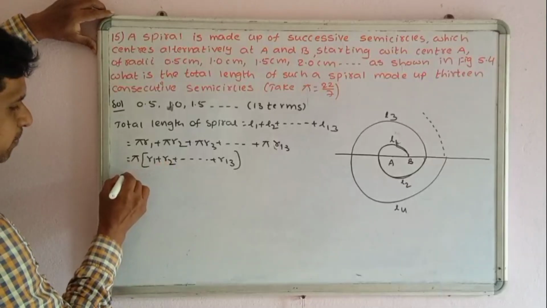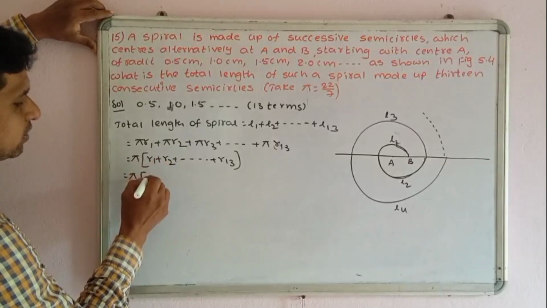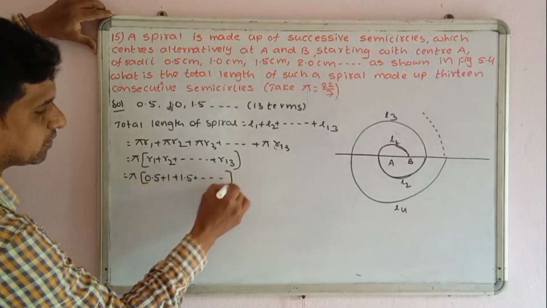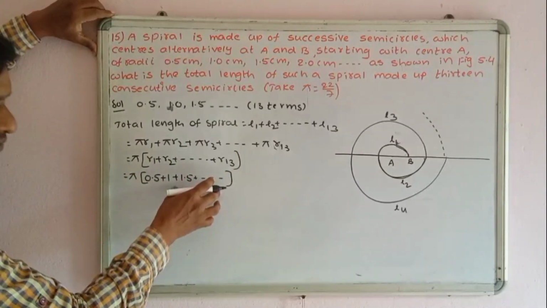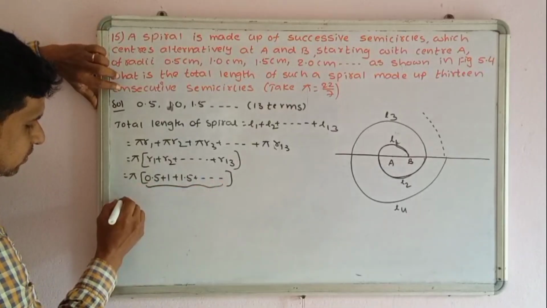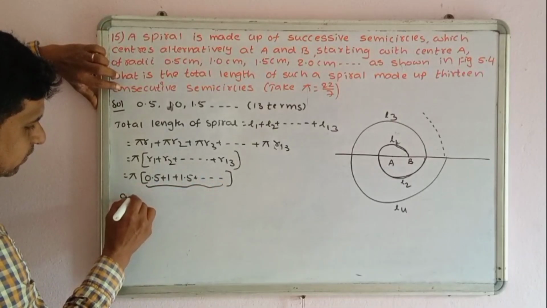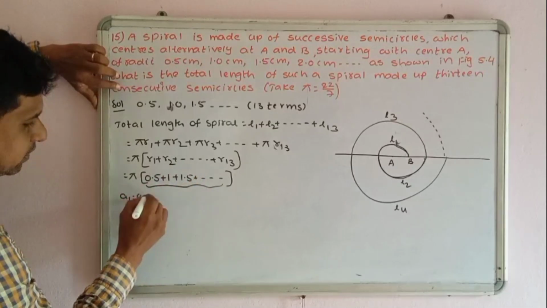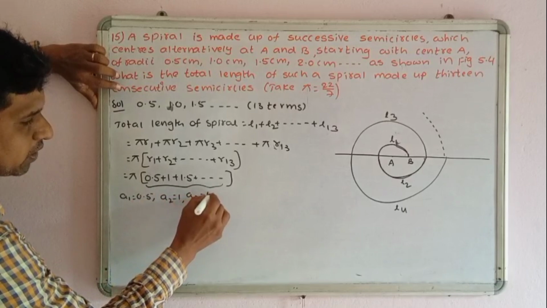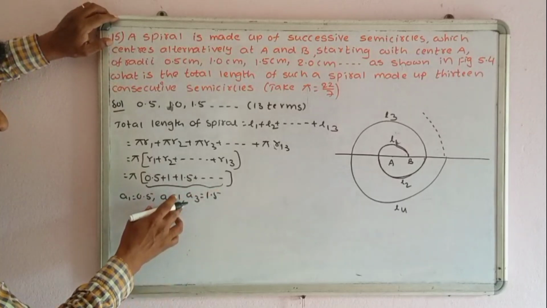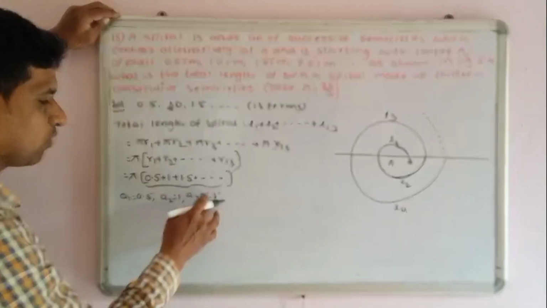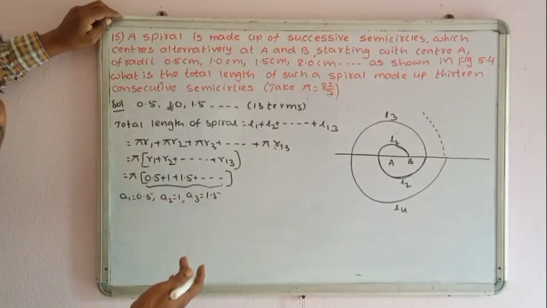Now pi times of R1 value 0.5. So 1 plus 1.5 and so on. Find this value. So here A1 equals 0.5, A2 equals 1, A3 equals 1.5. See the difference. A2 minus A1 is 1 minus 0.5, which is 0.5. 1.5 minus 1 is 0.5. So the common difference is the same.